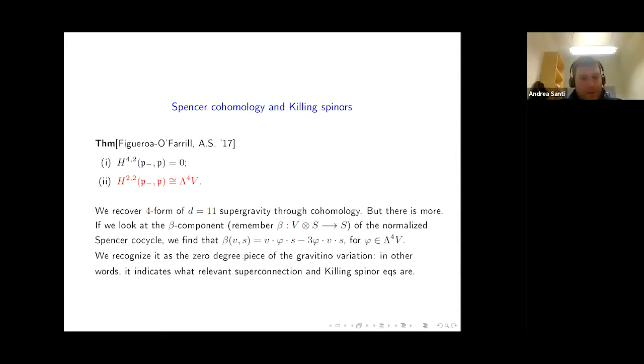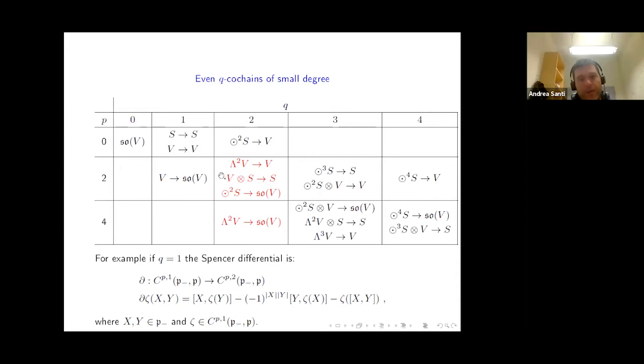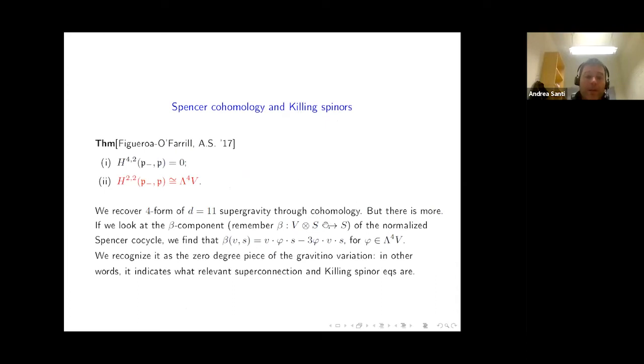The other interesting point is that we recovered the four form simply from cohomology. So this computation knows nothing of supergravity. We just started with a superalgebra, the Poincaré superalgebra, ran the machine, and discovered that Spencer cohomology knows about the extra geometric data, namely the four form that is needed to define supergravity. And this knowledge is even more precise. If you look at the beta component, this component here of the normalized cocycle, you will arrive at this expression. So it knows exactly what the relevant Killing spinor equations are. This is a crucial ingredient to construct supergravity theories.